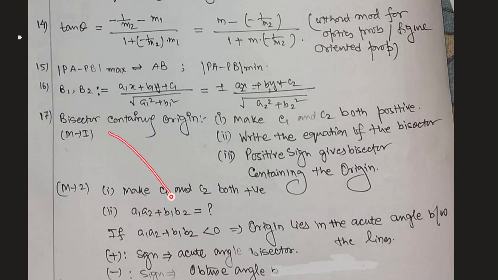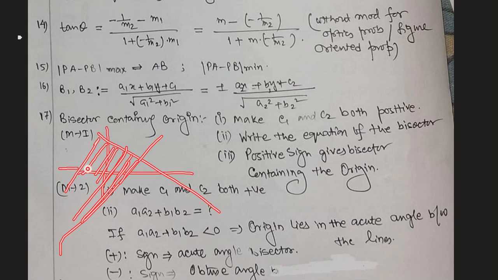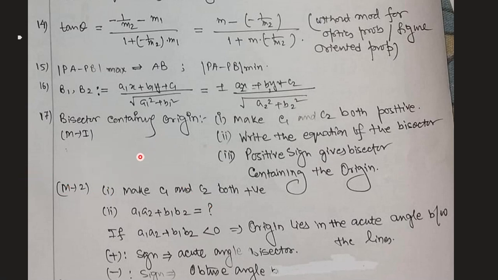Suppose these are the two lines, and this is the coordinate axis, and the two lines are intersecting here. You notice that this angle contains the origin. So the bisector of this angle will be the one containing the origin. Here we actually want to find out which of the bisectors contains the origin.